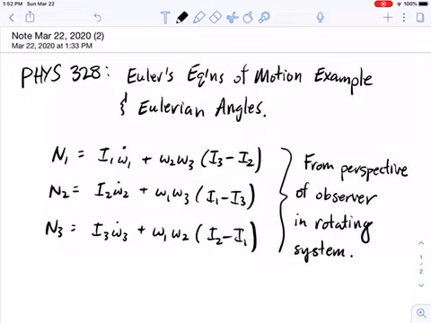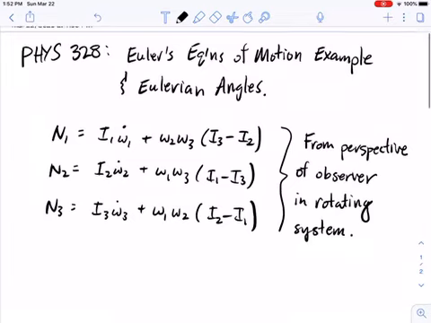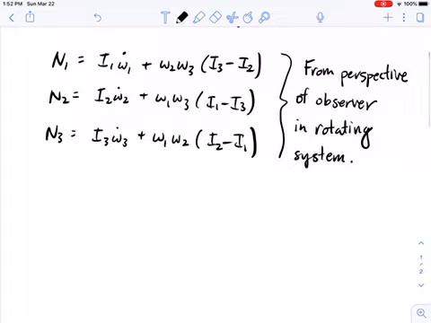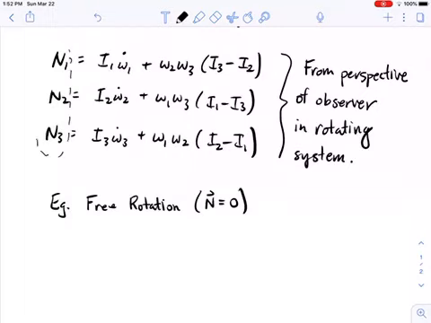Okay, so first we're going to do our special case example. And there's really two things that are special about it. First, it's going to be a free rotation. And a free rotation just means that all of the components of the torque are zero. So all of the left-hand side of our equations of motion are going to vanish. So we're going to do free rotation of an object with a symmetry axis.